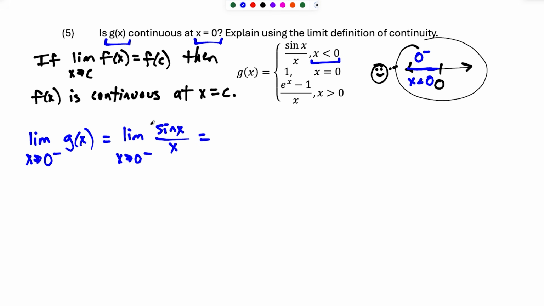And then this is a classic limit. The limit as x approaches 0 of sine x over x is 1. So when I approach from the left and right side, I'm also going to get a limit of 1 if I'm focusing just on sine x over x. So next we'll find the limit as x approaches 0 on the right side.